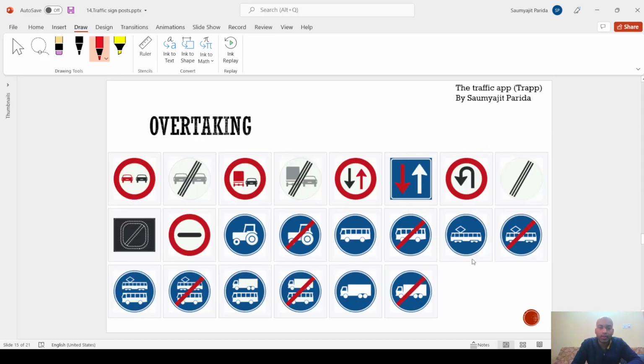Okay, then overtaking. Here, overtaking is not allowed by cars or by motorized vehicles, but non-motor vehicles can overtake. This is the insight we have to understand. Here, trucks are not allowed to overtake, and the remaining ones are easy. Here, it is a mandatory bus path. It is a mandatory agricultural vehicle path. This is a mandatory tram path, and the remaining are easy. So one can understand based on these symbols.